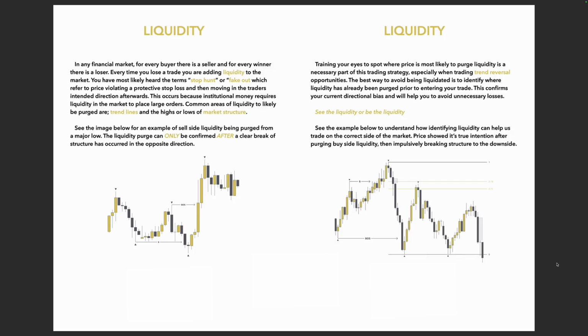See the example below to understand how identifying liquidity can help us trade on the correct side of the market. Price showed its true intention after purging buy-side liquidity, then impulsively breaking structure to the downside. So this was just a brief preview of what's involved in the Currency Pros ebook. We're now going to go over real chart examples of these concepts that we just discussed.